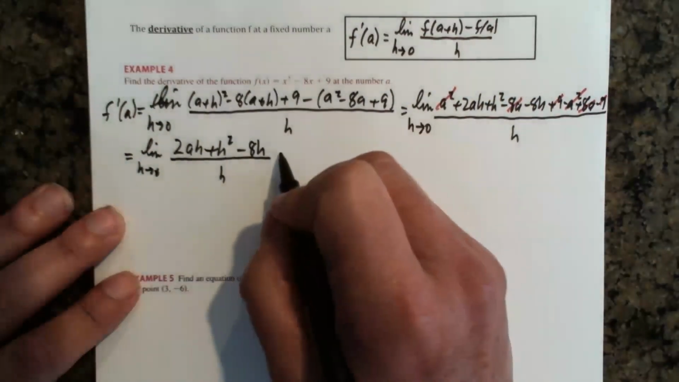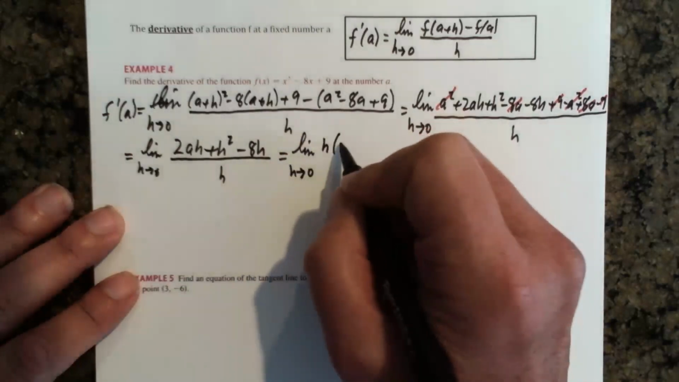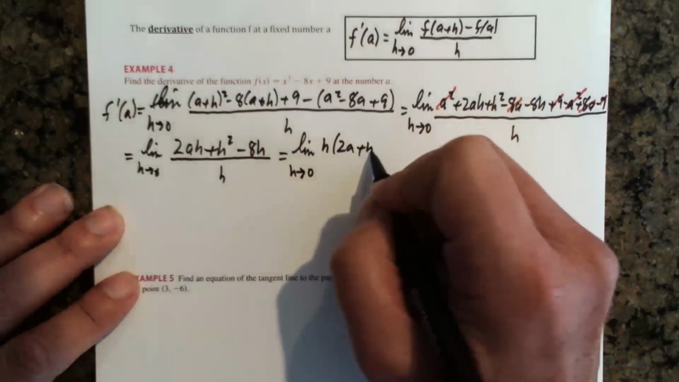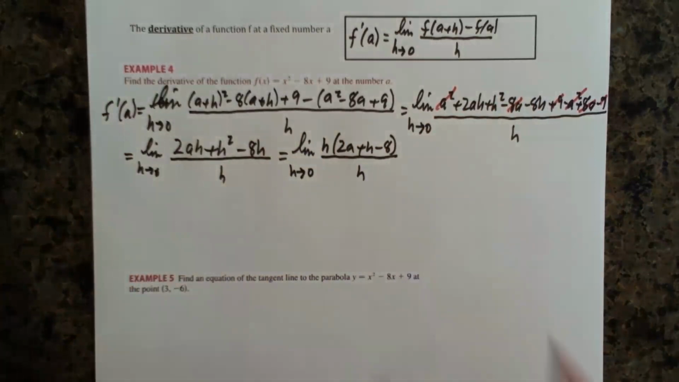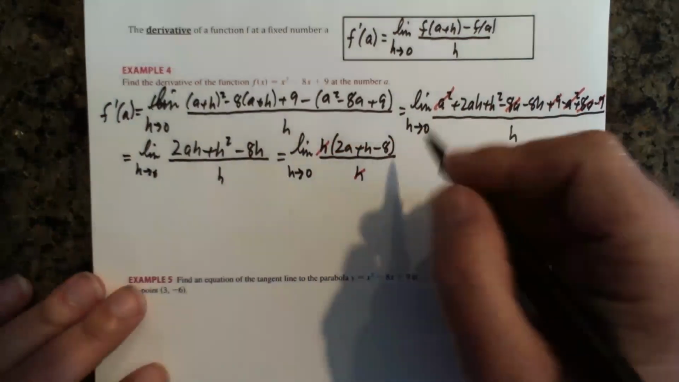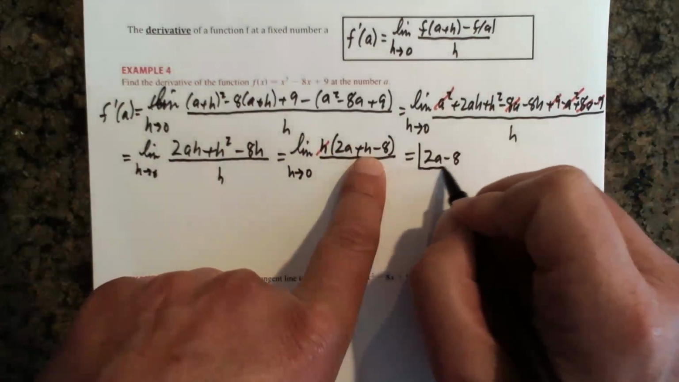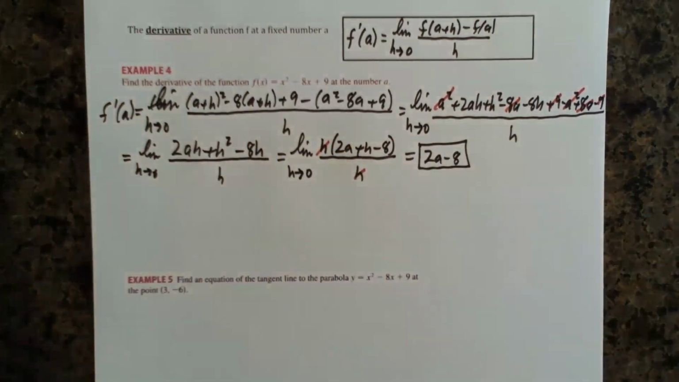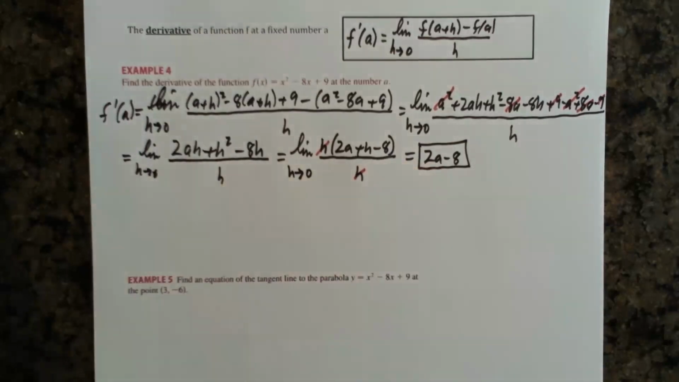And once again, you can see we can factor an h out. These are gone. And as h goes to 0, we end up with 2a minus 8. So if we did want to know the derivative at a specific number, we would just need to pop that number in for a there. 2 times that number minus 8 is what we would get.